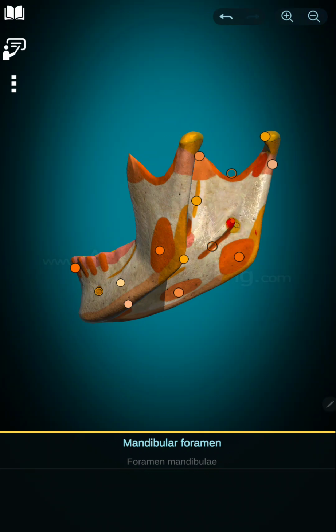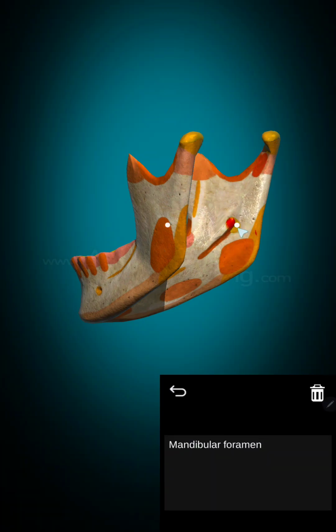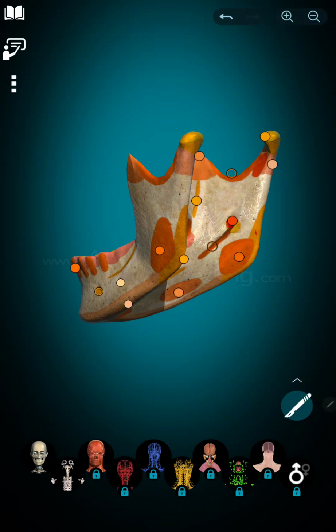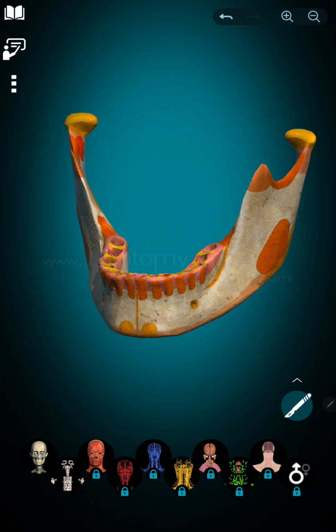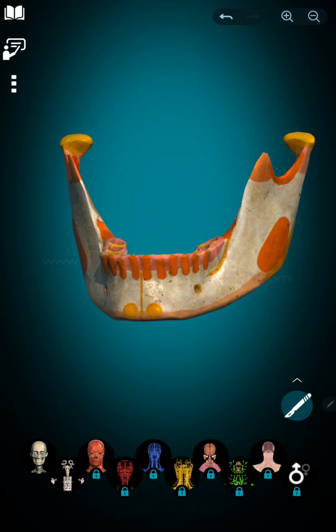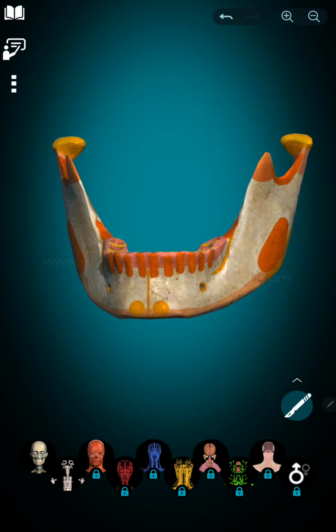This is the mandibular foramen. When we go inside this, it will lead to the mandibular canal. Clear? And it descends into the body of the mandible. From here this mandibular canal will go and it will open into the mental foramen. Clear? Is it clear what I have said?